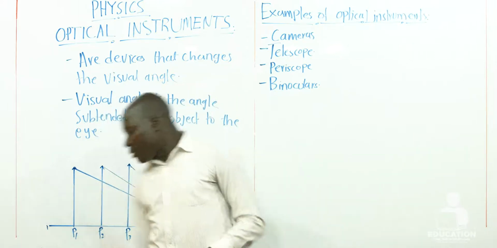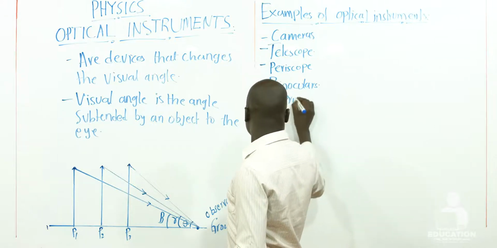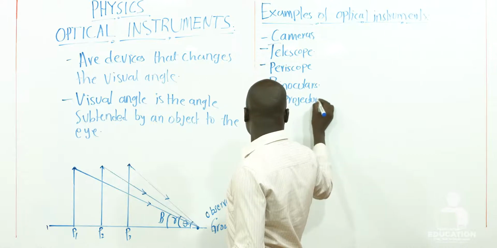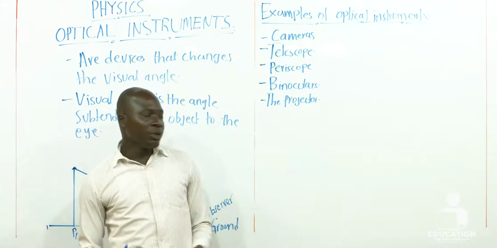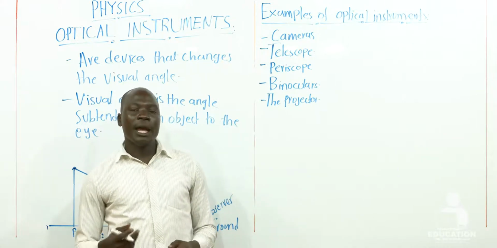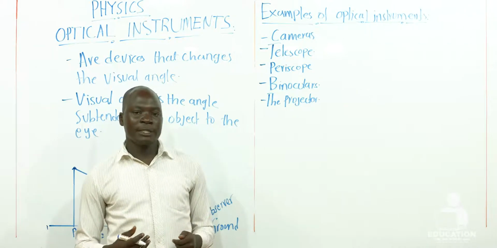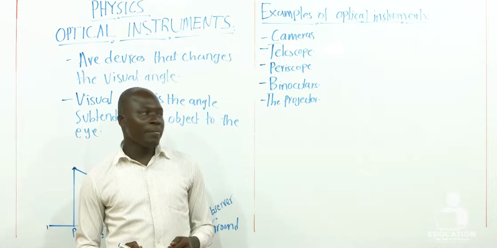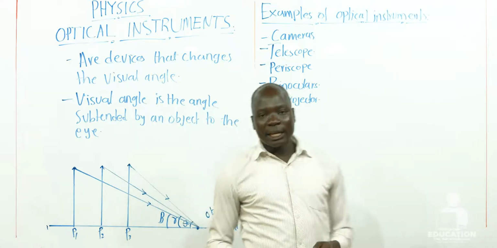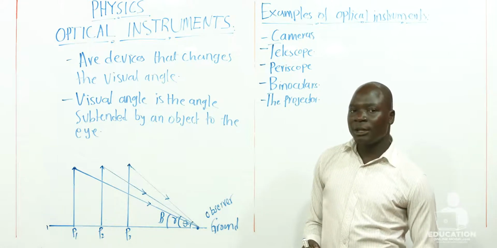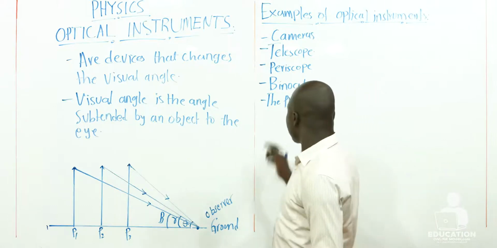Then the other example that we have is the projector. The projector also changes the visual angle. As we know, projectors always display images which are always bigger than the object. So the image that will be displayed by a projector is bigger than the object, which means the projector has changed the visual angle.